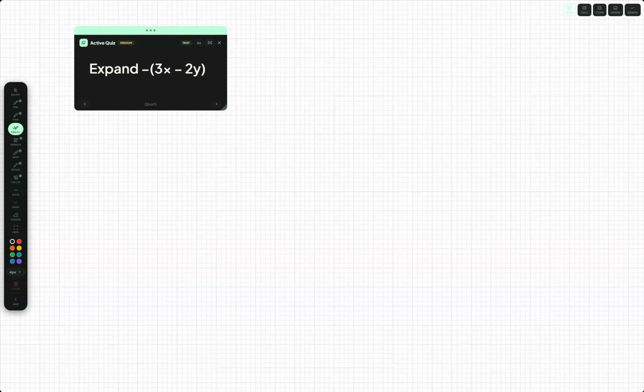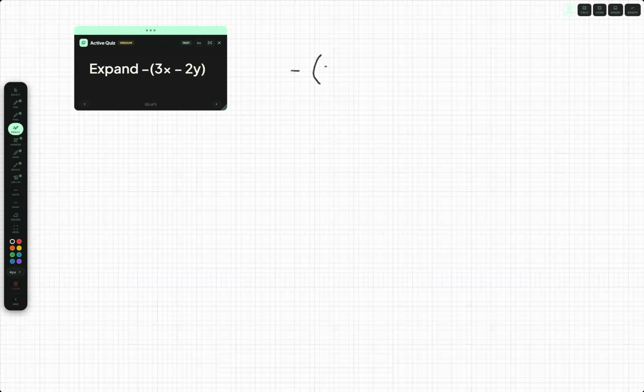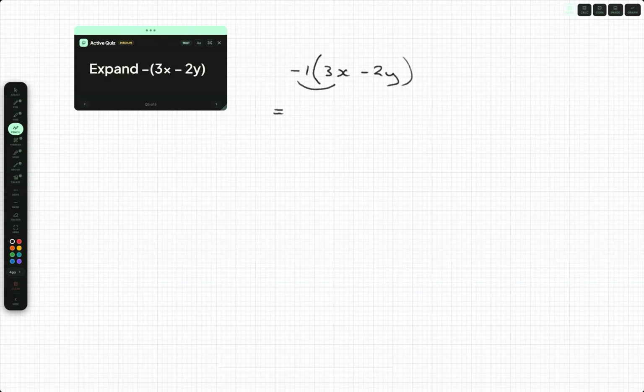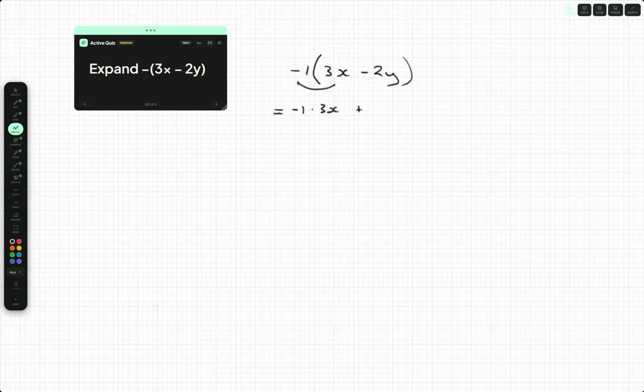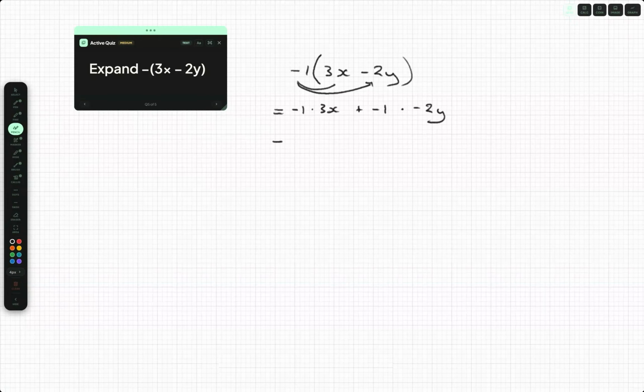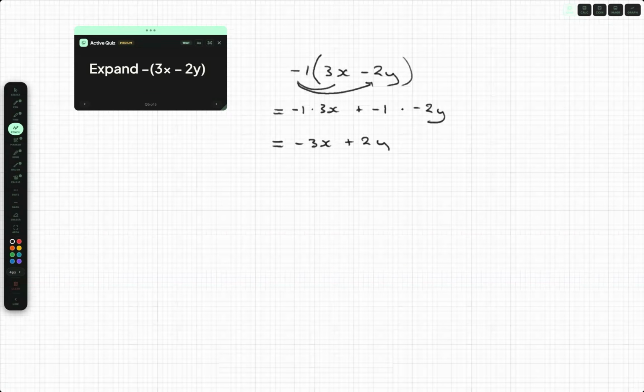All right, last one. Again, we have this minus symbol out the front, which is implying negative 1 times what's in the bracket. So negative 1 times 3x plus negative 1 times negative 2y. Negative 1 times 3x is just negative 3x, and negative 1 times negative 2y becomes positive 2y.